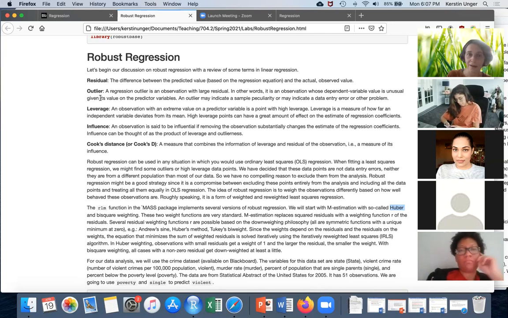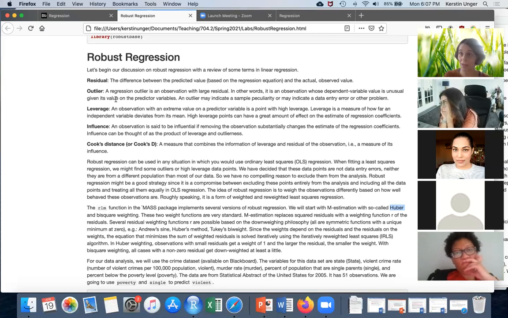A regression outlier, so there are multiple definitions for outliers, but in regression an outlier is an observation that has a large residual. Then we have leverage, which is an extreme predictor value or combination of predictor values. And then we have the influential ones, the observations that make a huge impact on the estimation of the regression model. That is usually measured as how much the regression model as a whole would change if we removed that value from our data set and refit the model. So would the parameters change a lot?